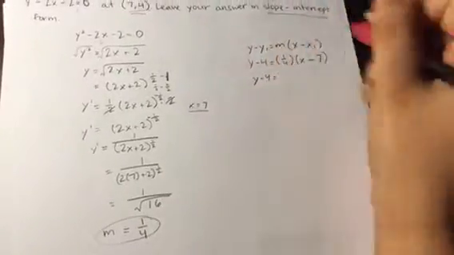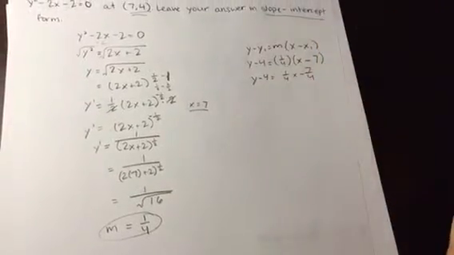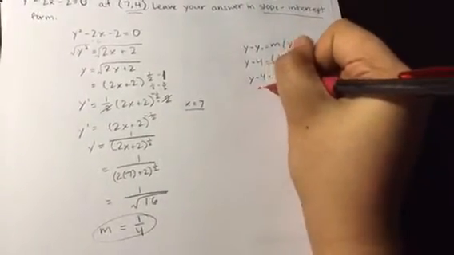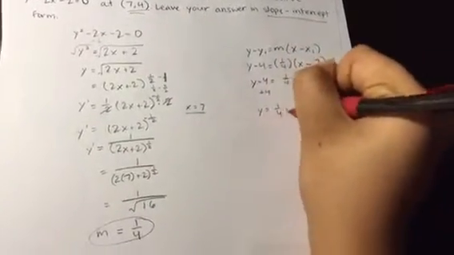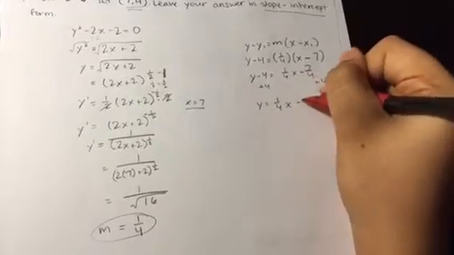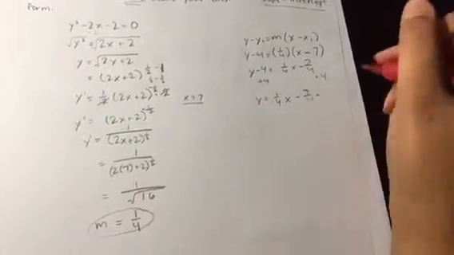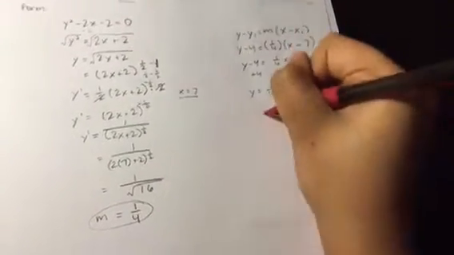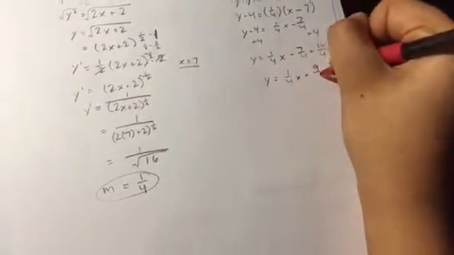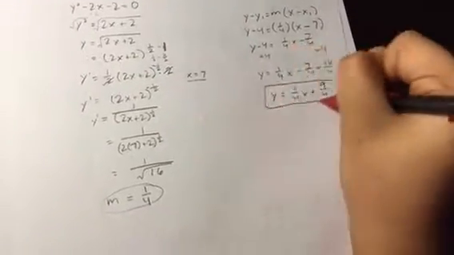And then from here, you just distribute, and you get negative 7 over 4, and then you add the 4 over. So you have 16 over 4. So then y equals 1/4 x plus 9 over 4. And that is the equation of the tangent line to the curve.